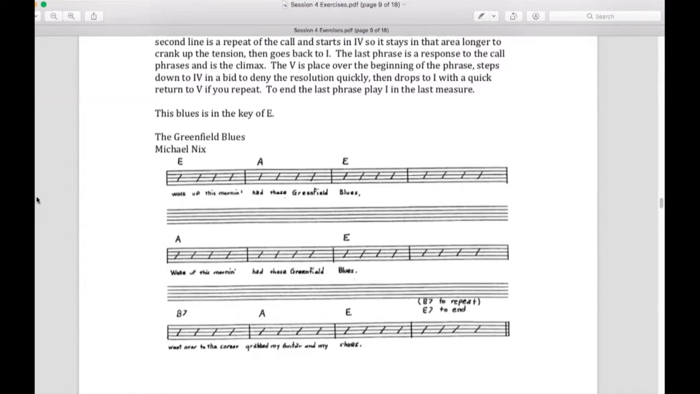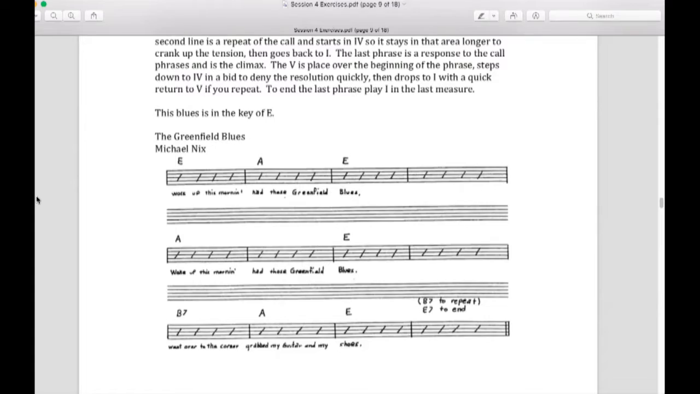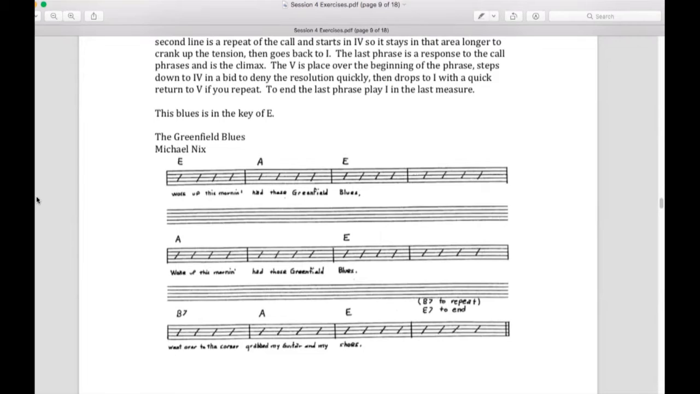Back to the beginning. Woke up this morning, I had those Greenfield blues. Hey, woke up this morning, I had those Greenfield blues. B7, went over to the corner. I grabbed my guitar and my shoes, and now we play E7 here to end.